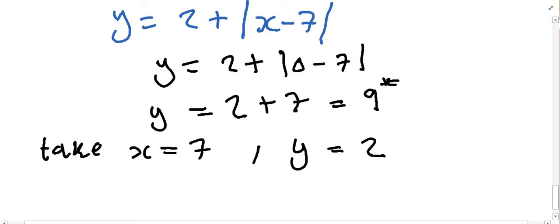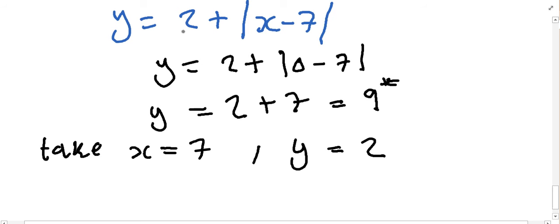Okay, when x is equal to 7, y is equal to 2. Once we do this, you are really done, because you know that if the y was to be 0, you're going to find that automatically this is not going to the negative side. The refraction is taking place on 7,2. This is how easy it is for this one.